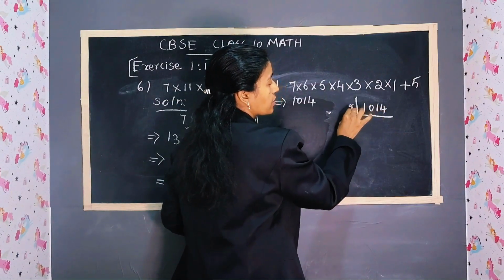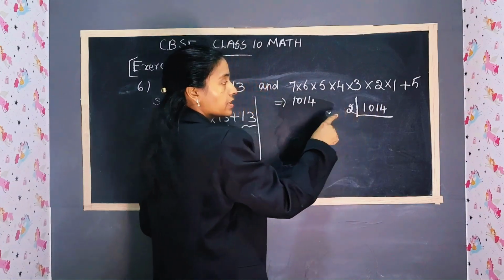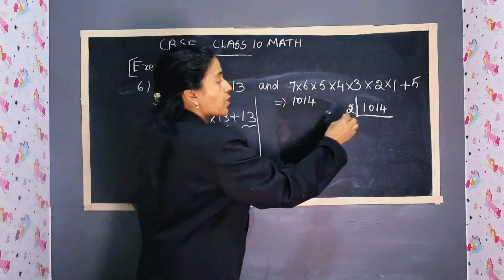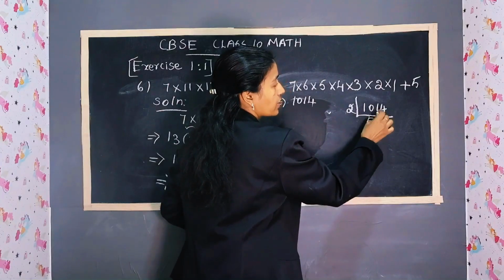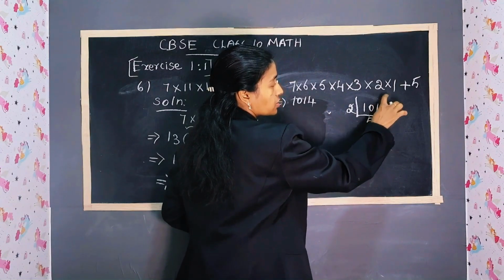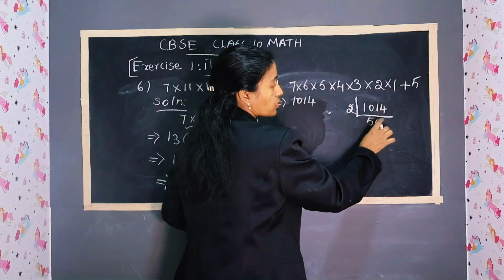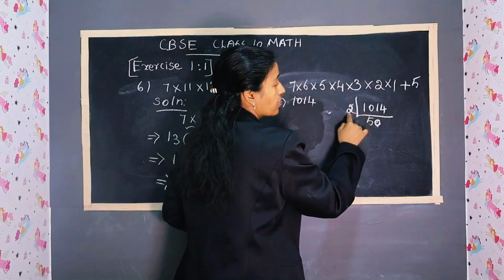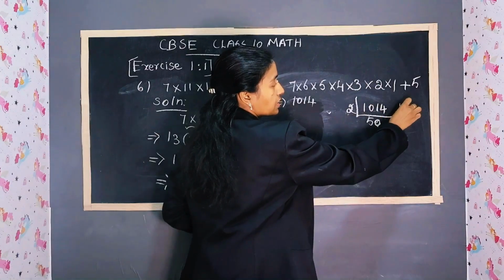If I am taking 2, I can divide this 1014 by 2 completely. So I am taking 2 first. 5 2s are 10. Remaining, I have to take this 1 with 4. So I can take 0. I can write 0 here, and 14 is here.